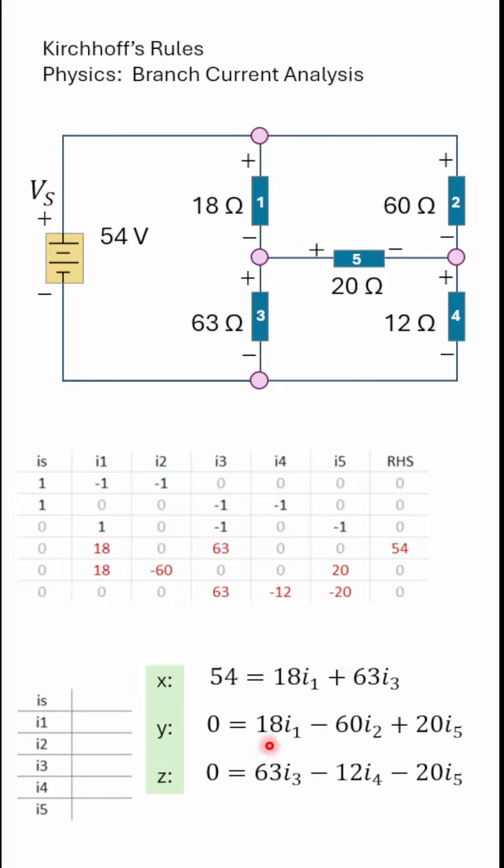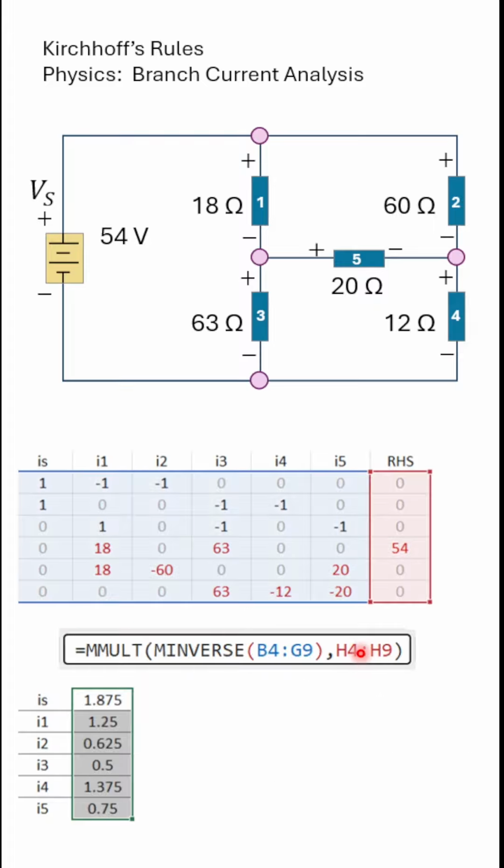The next 3, the only right-hand side is the 54 volts, the other terms being the IR voltage Ohm's law drops, where I'm showing just the coefficients of the branch currents in the table. Now in Excel, we can solve this very quickly. We just want to multiply the inverse matrix of coefficients of branch currents multiplied by the right-hand side. And so we have our branch currents.